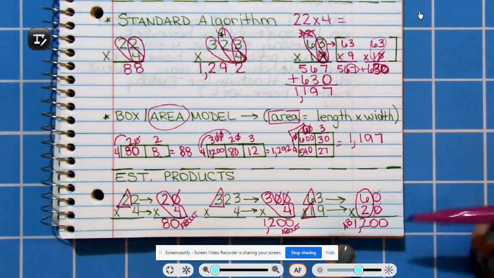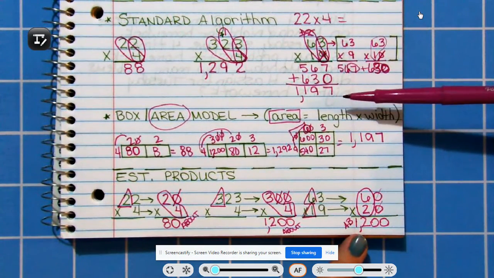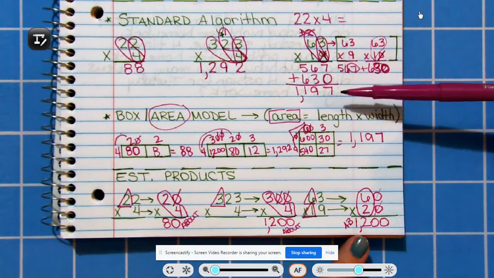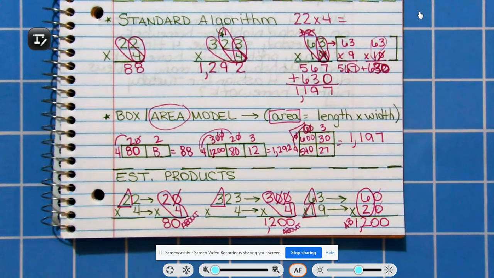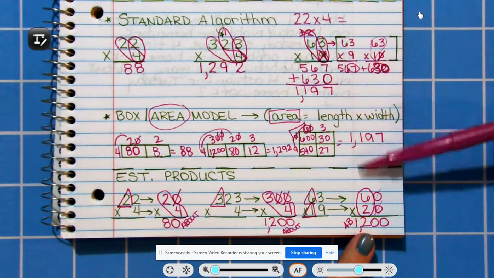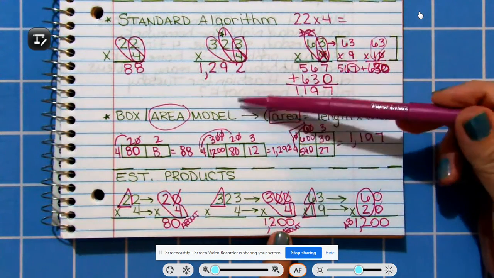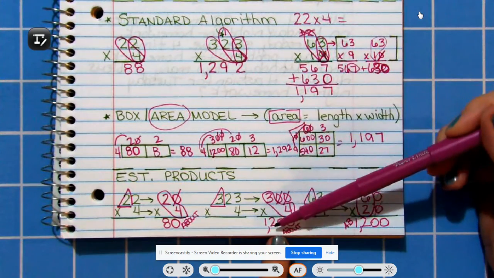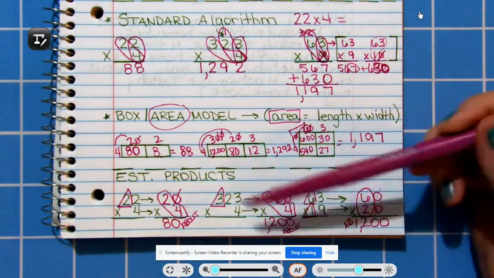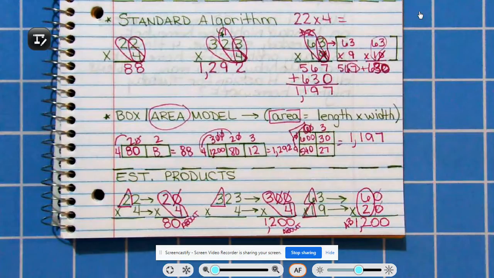About. And the actual product was 1,197, 98, 99. So we are 3 away. It's pretty close. This estimate is bigger than the actual product, so that's an overestimate. This estimate is smaller, so that would be an underestimate. And then this one is under the actual product. So it's a little low. Still pretty close.